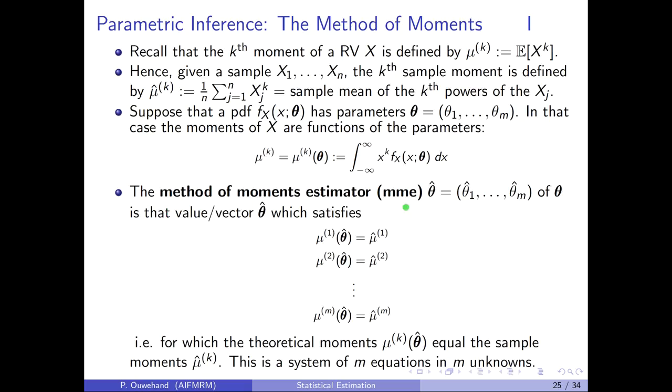The method of moments estimator, theta hat, of theta is that value or vector which satisfies the following. If theta hat has m parameters, then each of the first m theoretical moments given by these integrals, but evaluated at theta hat, is equal to the corresponding sample moment obtained from the data. In other words, the method of moments estimator theta hat is that value for which the theoretical moments equal the sample moments. And what we have here then is a system of m equations in m unknowns. The unknowns are the parameters and the equations are given by this system.